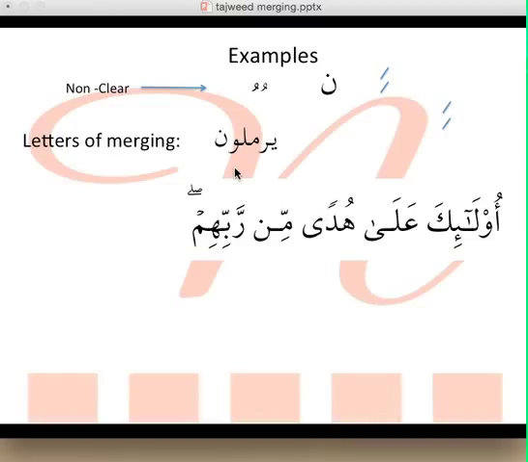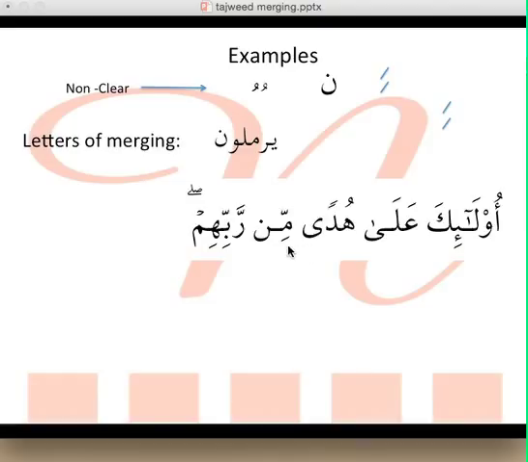I've got these parts of ayat from Surah Al-Baqarah. أعوذ بالله من الشيطان الرجيم. أولئك على هدى من ربهم. If we look at this part of this ayah, أولئك على هدى, there is tanween here. See the tanween? Tanween al-fatah. And after tanween al-fatah there is meem. Meem is part of yarmilun. So here we should apply the idgham.